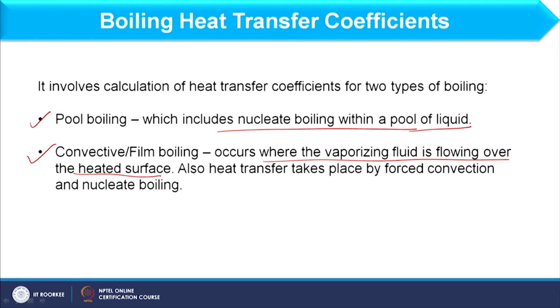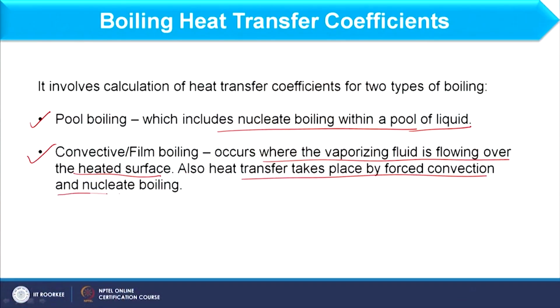So, when the fluid is available over the heating surface, it takes the heat and then molecules of the liquid start moving in bulk in a circular motion. That is what we call convective heat transfer, and heat transfer also takes place by forced circulation and nucleate boiling in such cases.